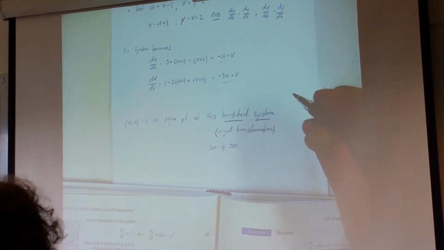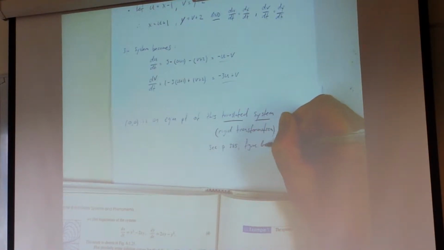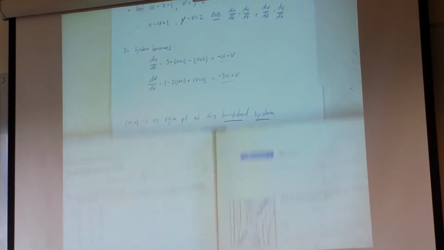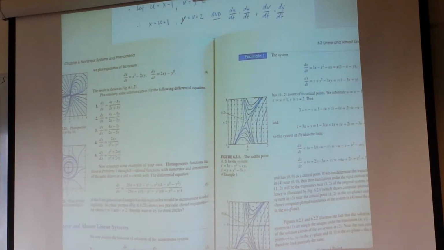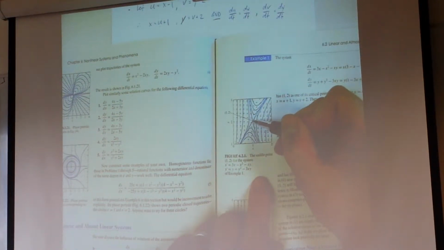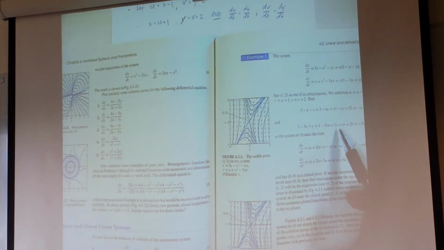Figure 6.2.1 and 6.2.2. All right. So right here, 1, 2. Critical point of this system, obviously not on the origin, but when you affect this shift, it just replaces it.